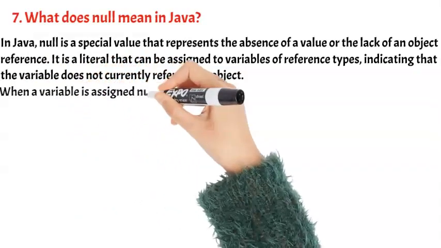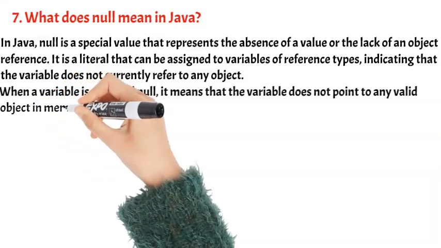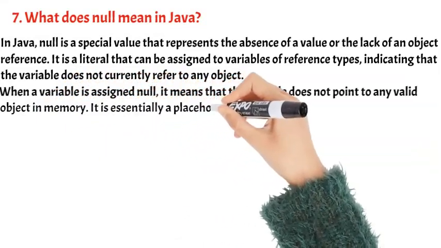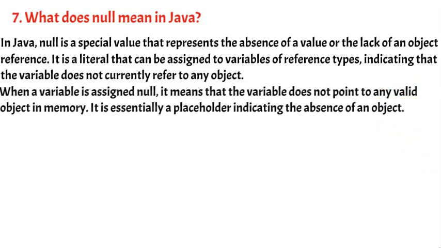When a variable is assigned null, it means that the variable does not point to any valid object in memory. It is essentially a placeholder indicating the absence of an object.